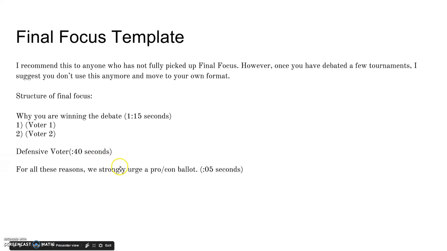And make sure to include this last sentence. It may not seem like a very strong sentence, but it's your overarching claim, and it actually sometimes might even remind the judge what side you are on. So, yeah, that's going to be the final focus.